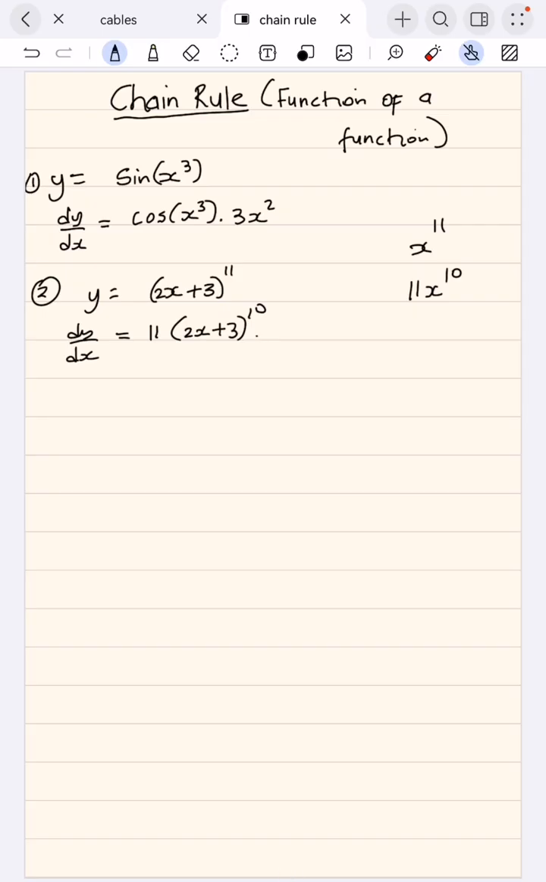Then after that, we go inside the bracket. What is the differentiation of 2x plus 3? Differentiation of 2x is 2. Of 3, it's 0 because it's a constant. You see? Then maybe you can simplify and say 11 times 2 is 22. But you can leave it there, there's no problem. So that's how it works, guys.